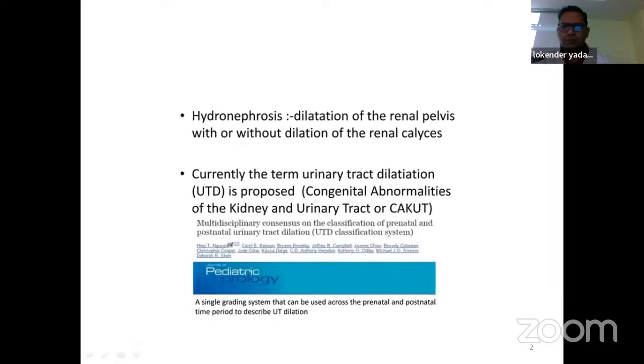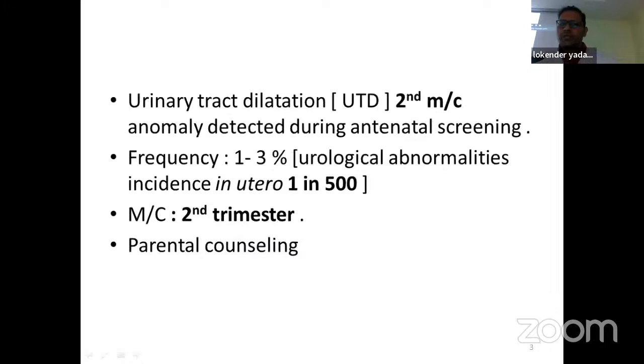Hydronephrosis is the dilatation of the renal pelvis with or without dilatation of the renal calyces. Currently, the term urinary tract dilatation is proposed under the congenital abnormalities of the kidney and the urinary tract. Urinary tract dilatation is the second most common anomaly detected during antenatal screening. Its frequency is about 1 to 3%, and the incidence of urological abnormalities in utero is about 1 in 500. It is most commonly diagnosed in the second trimester, and parental counseling is done for the urological abnormalities.